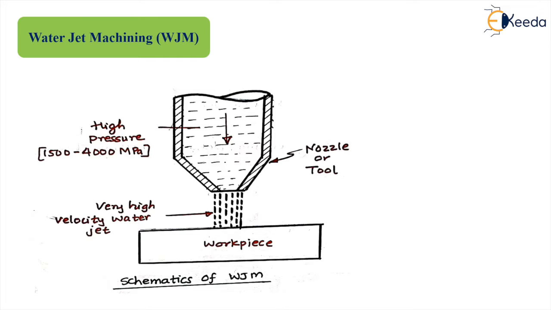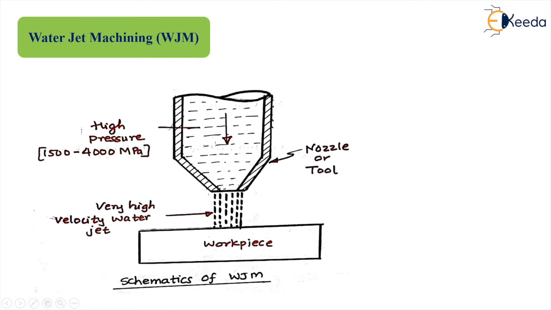So you can see here, this is the nozzle, and in this nozzle the high pressure water is flowing. Pressure is very high, around 1500 to 4000 megapascal. Okay, and see, this is the jet of water. In the previous case there was a jet of abrasive. Now here the jet of water is coming out of this nozzle tip or tool tip. This is the workpiece. So what is happening here?